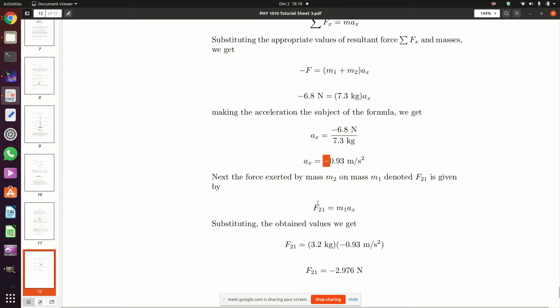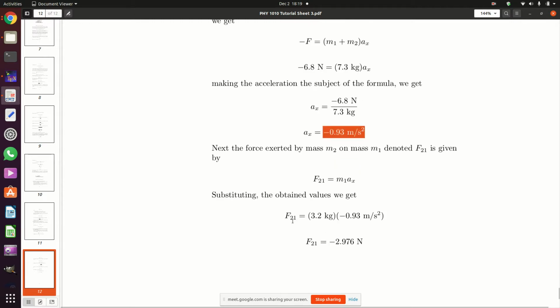The force exerted by M2 on M1 is denoted F21 and is given by the product of the mass, which is M1, since M1 is the one experiencing this force, times the acceleration which we have found here. So this force F21 is equal to 3.2 kg times minus 0.93 meters per second squared, and that gives us a force F21 of minus 2.973 newtons.